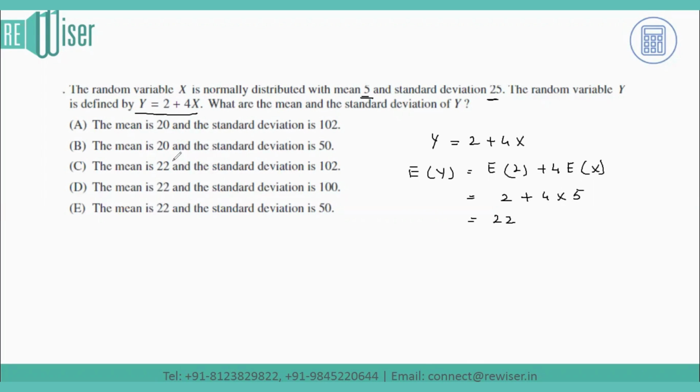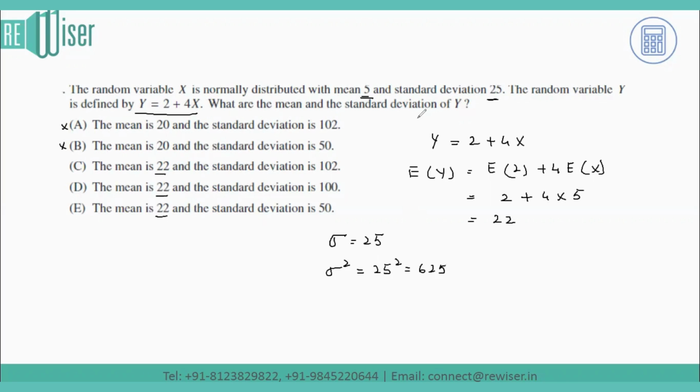If we look at the options, options C, D, and E have a mean of 22. So the correct option should be from C, D, and E. A and B are incorrect in that case. Now, moving on to calculate the standard deviation, they have given that sigma is equal to 25. So we'll first calculate the variance, which is sigma squared, 25 squared, which is equal to 625.